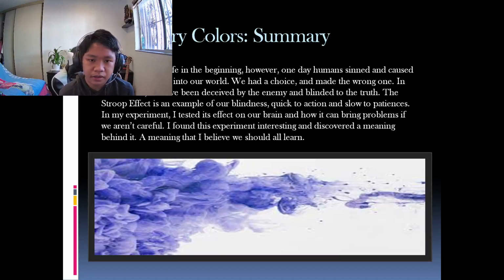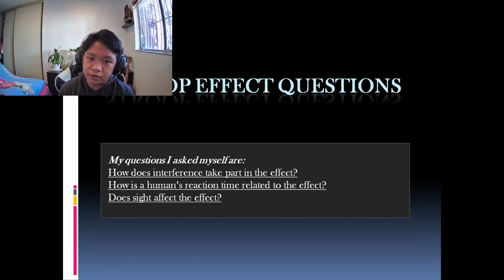In my experiment, I tested its effects on our brain and how it can bring problems if we are not careful. I found this experiment very interesting and discovered a meaning behind it, a meaning that I believe we should all learn. For this experiment, I asked myself, how does interference take part in the effect? How is a human's reaction time related to the effect? And if so, does sight affect this effect?